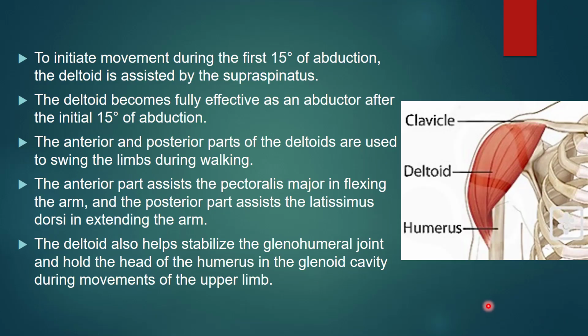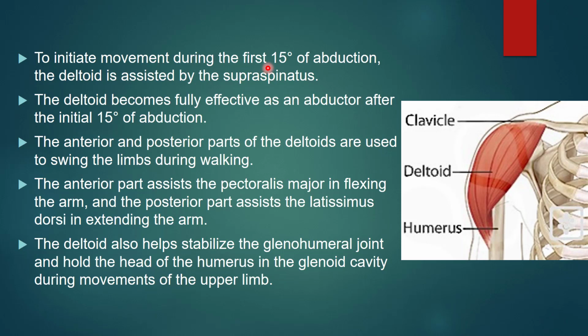To initiate the movement during the first 15% of the abduction, the deltoid is assisted by the supraspinatus. Remember this thing: the first 15% of the abduction is the function of the supraspinatus. The deltoid becomes fully effective as an abductor after the initial 15% of abduction done by the supraspinatus. The anterior and the posterior parts of the deltoid are used to swing the limbs during walking.